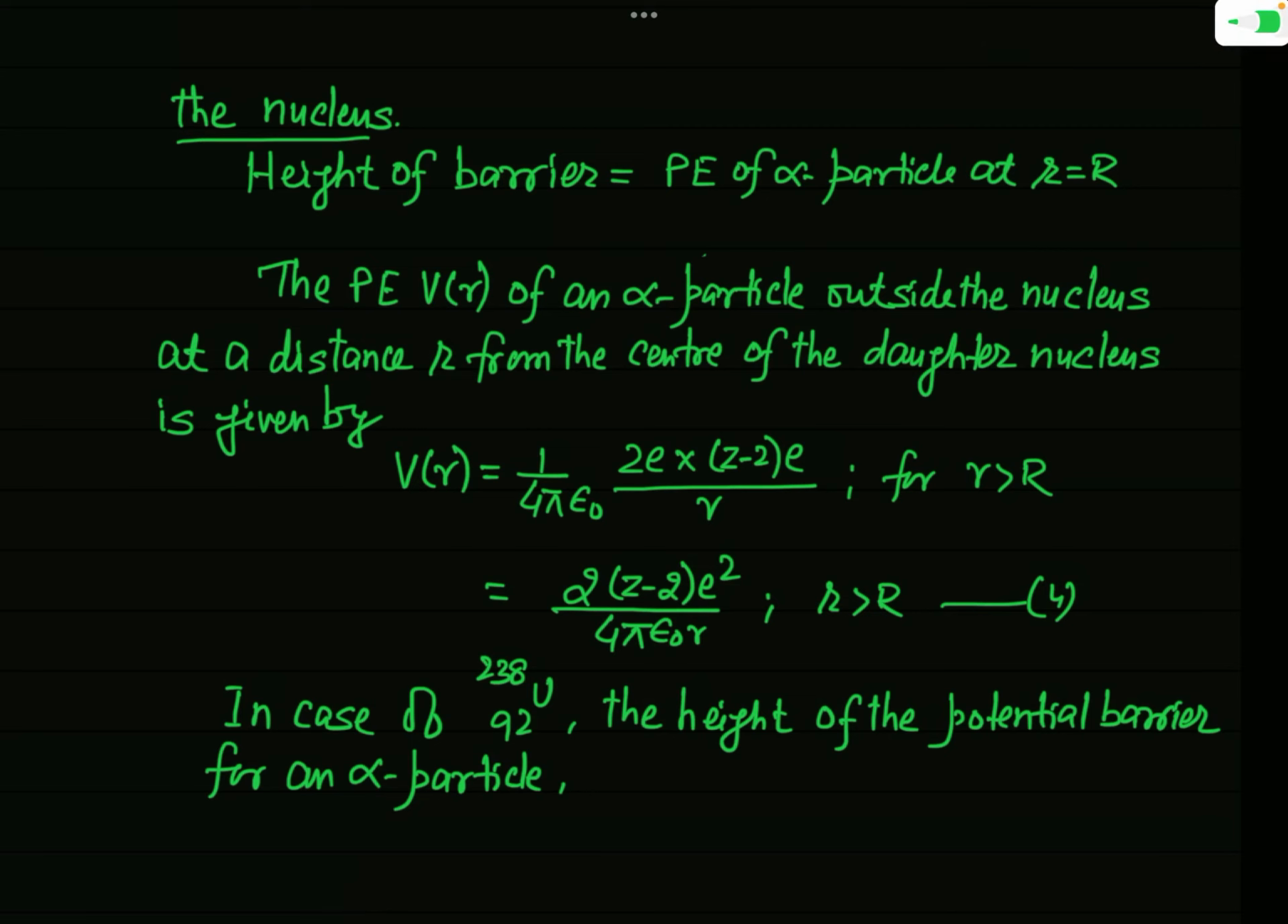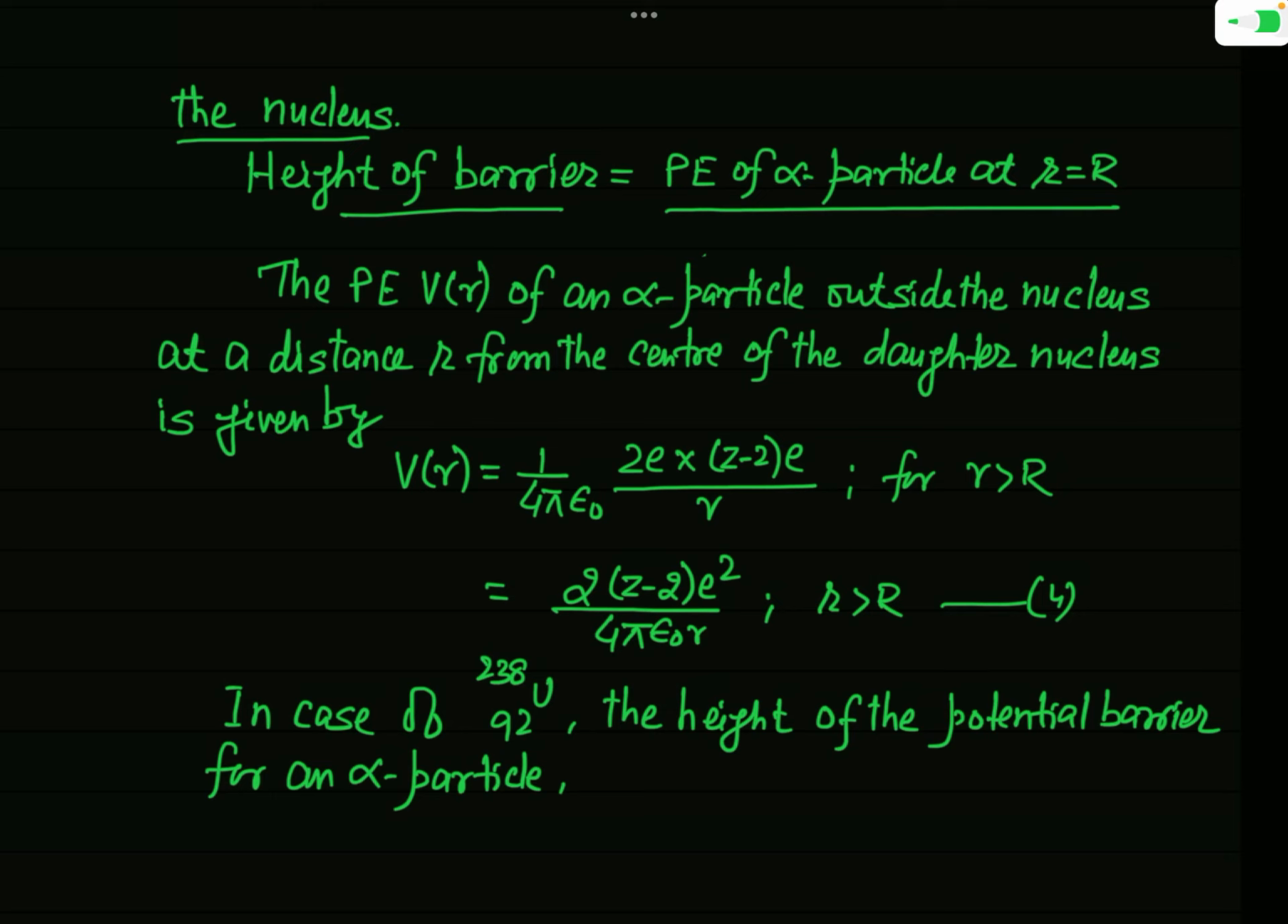That is the nucleus. Now, what is this preventing potential barrier? What will be the height of this potential barrier which prevents the alpha particle from entering the nucleus? In fact, this height of the potential barrier will be just equal to the potential energy of the alpha particle at r equal to R. Now you can easily calculate what the potential energy of the alpha particle will be when it is just at the surface of the nucleus.